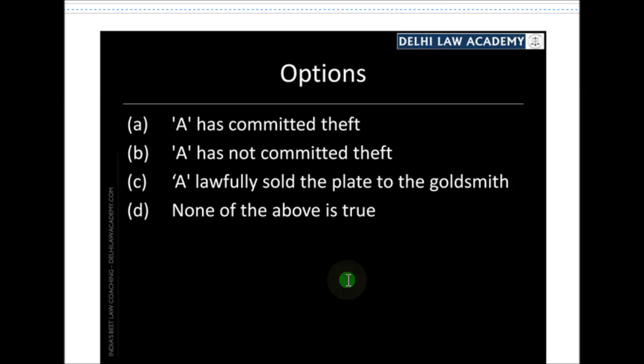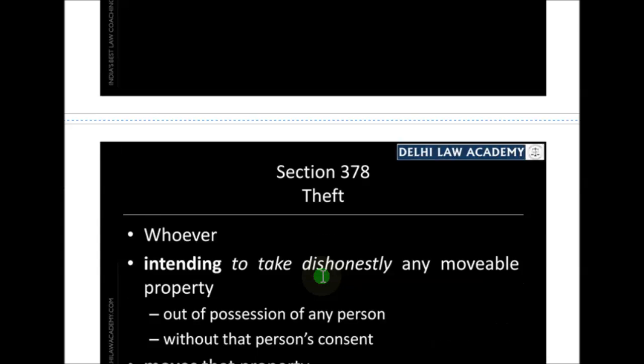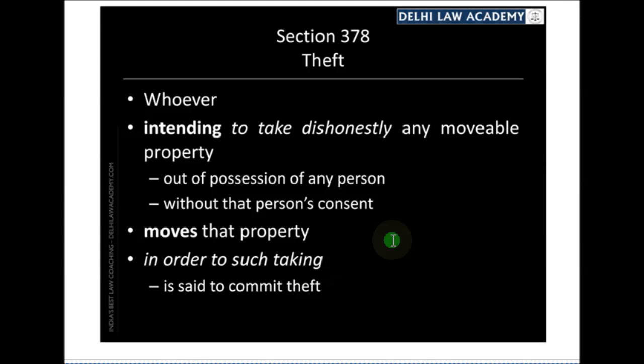Now, before answering this question, it is my endeavor to familiarize the student with the actual principle in the Indian Penal Code and the illustrations which are given thereafter. These illustrations will familiarize the student with normal facts which may appear in law entrance examinations. Moving on to the next slide, we find the definition of the offense of theft, which is given in the IPC in section 378.